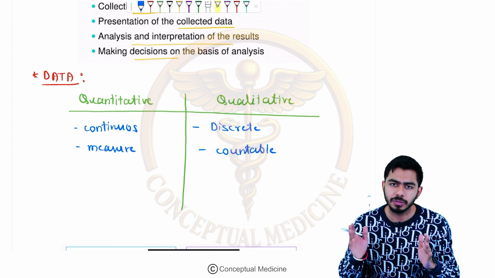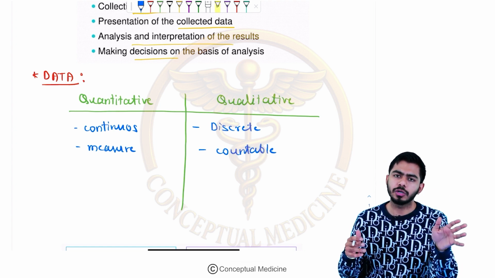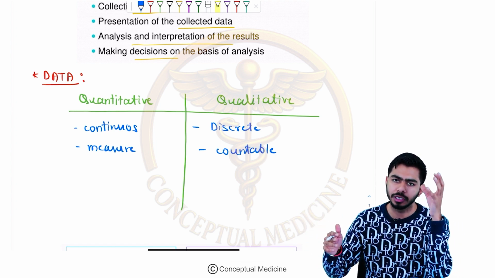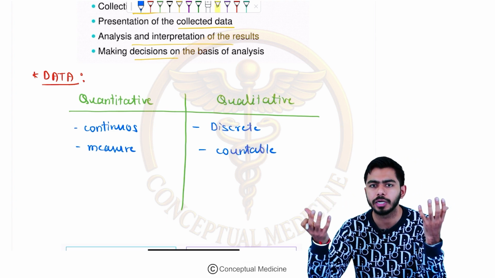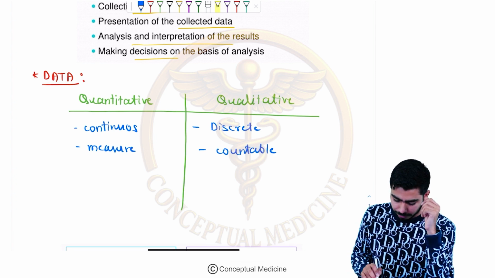We have just talked about what biostat is in itself. And we are talking about the data. Two types are there: quantitative, qualitative. Quantitative, here it is a measurable data. Qualitative, it is the countable data, right?